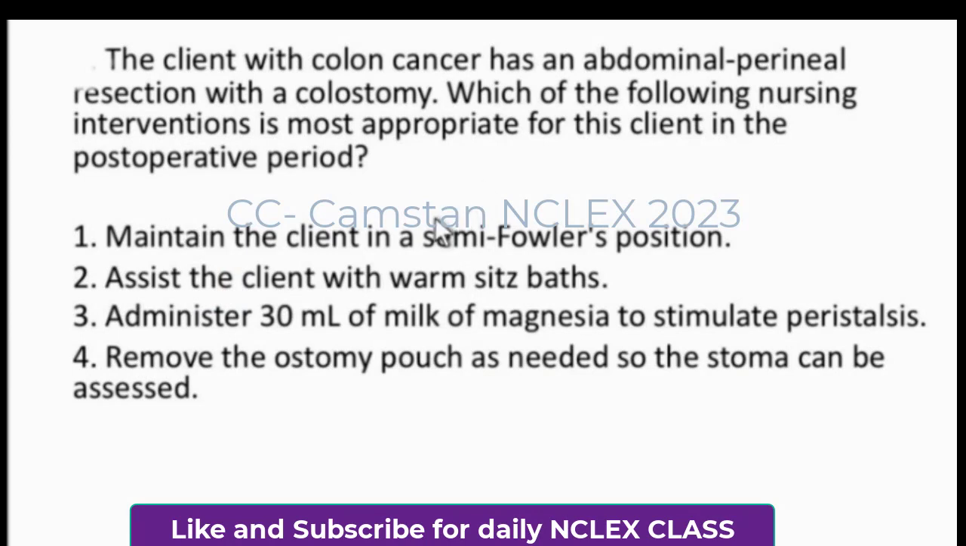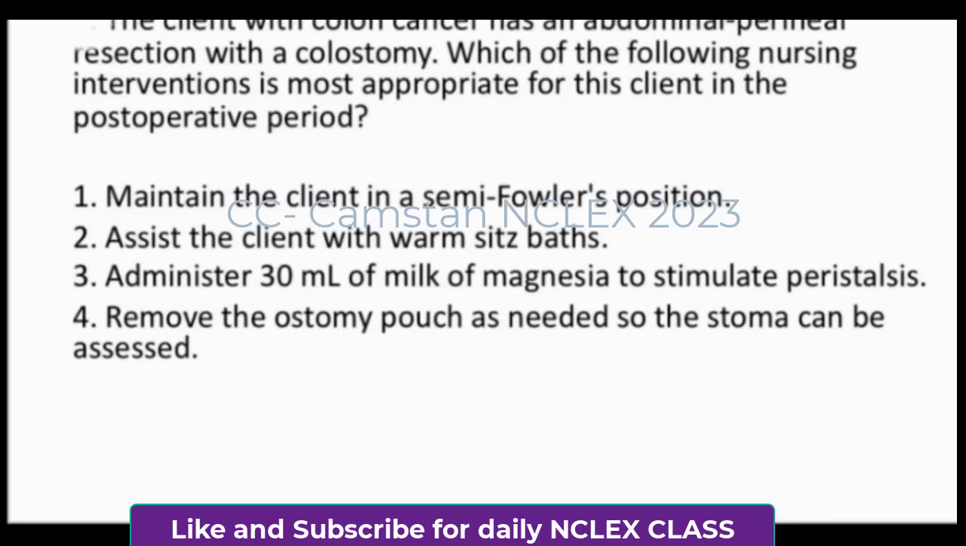So if we lay the patient in a semi-Fowler's position, the patient will not feel as comfortable as the patient would feel with a side lying position because of the incision that is present around the perineum. So the first option is not correct.